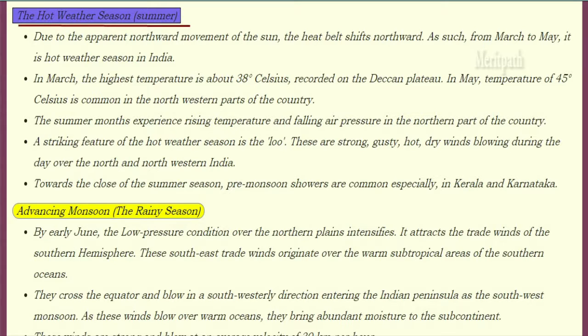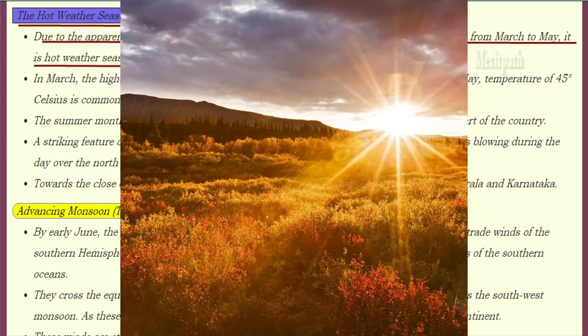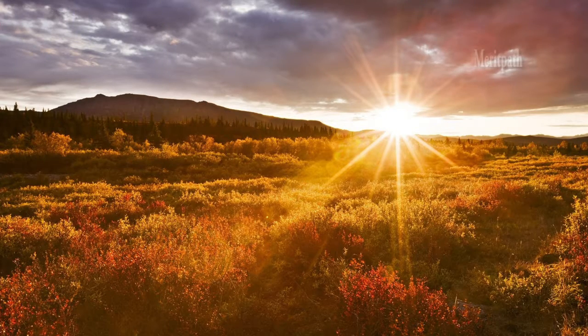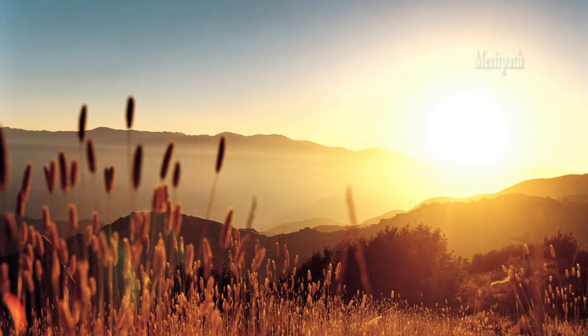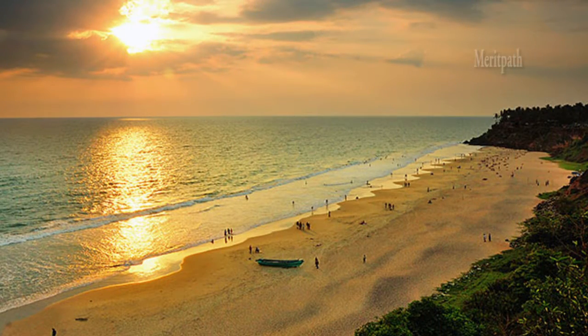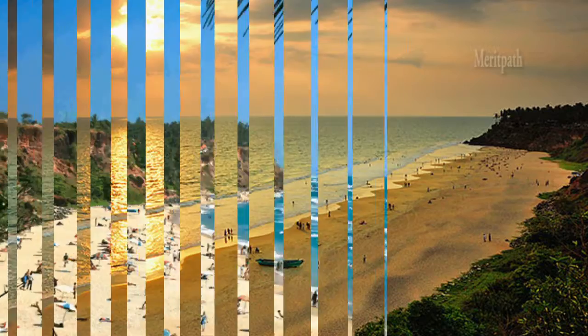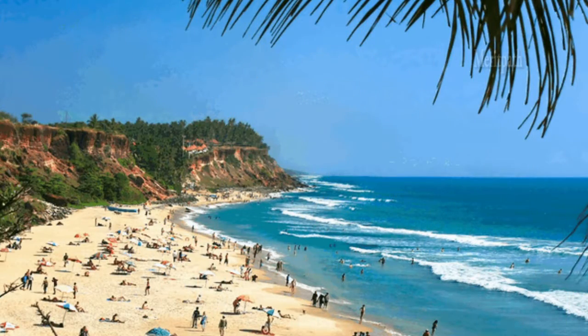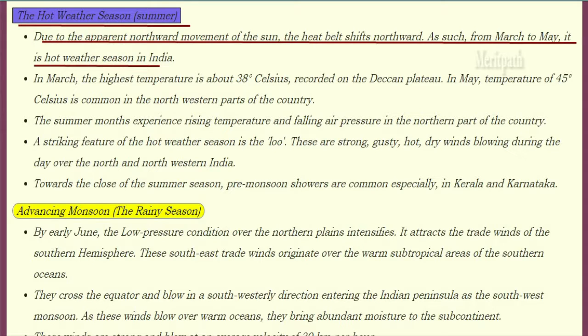Hot weather season, also known as summer season. Due to the apparent northward movement of the sun, the heat belt shifts northward. As such, from March to May, it is the hot weather season in India. In March, the highest temperature is 38 degrees centigrade, recorded on the Deccan Plateau. In May, a temperature of 45 degrees Celsius is common in northwestern parts of the country.